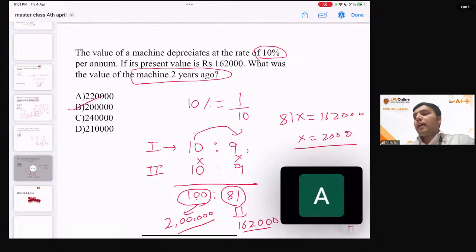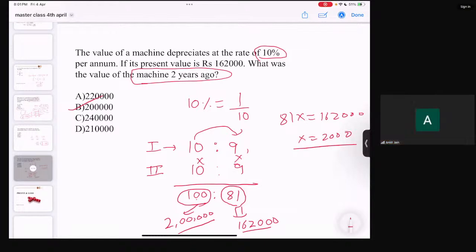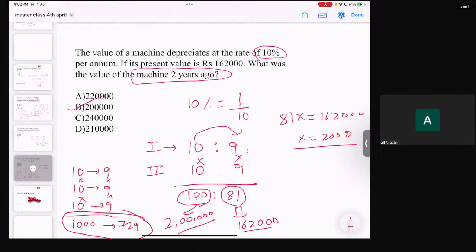See, if the change is simultaneous, one after another, continuous, for net change we multiply. Suppose there are 3 years given, then what is the net change? In the first year, price changes from 10 to 9. In the second year, again from 10 to 9. In the third year, again from 10 to 9. So what is the net change? For net change, we multiply. If the price was 1000, now it becomes 9 cubed, which is 729. Then you can compare with the actual value. I hope it is clear to you, Mohammed.